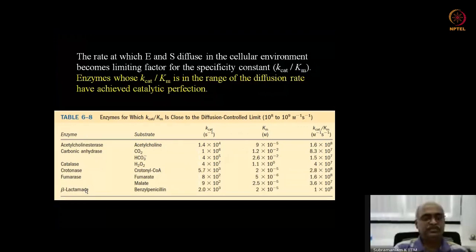So here are some of the enzymes and their substrates, and the corresponding K-cat, Km, and the ratio are given. And if you look at it, the diffusion control limit is in this range, and some of these enzymes are already there. So most enzymes are actually limited only by the diffusion rate within the cellular environment, indicating many enzymes actually have achieved catalytic perfection. So this is not surprising given the very long time the life has been around, and the evolution has perfected many of these enzymes.